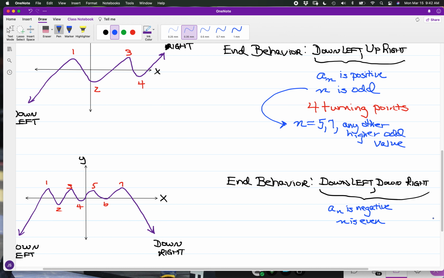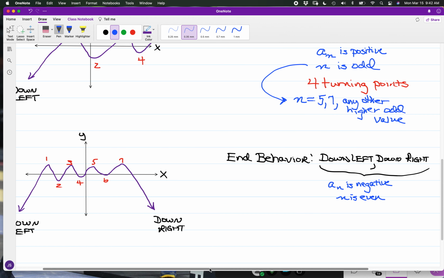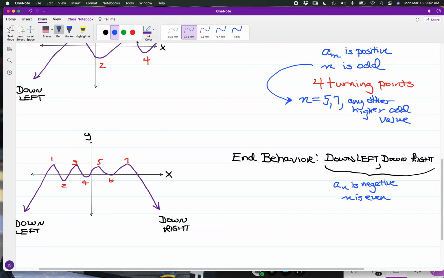Okay, so a of n is negative. Now for the number of turning points, again, that will amount to 7. So we already have that n is even. But among your even values, n cannot be 2, it cannot be 4, and it cannot be 6, because the degree cannot be less than the number of turning points.